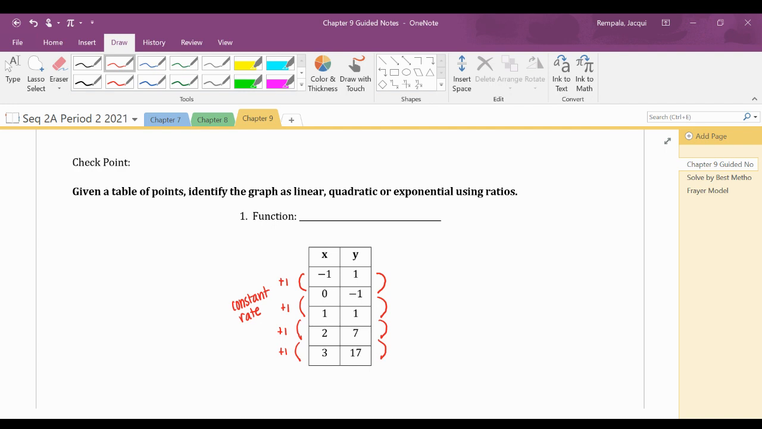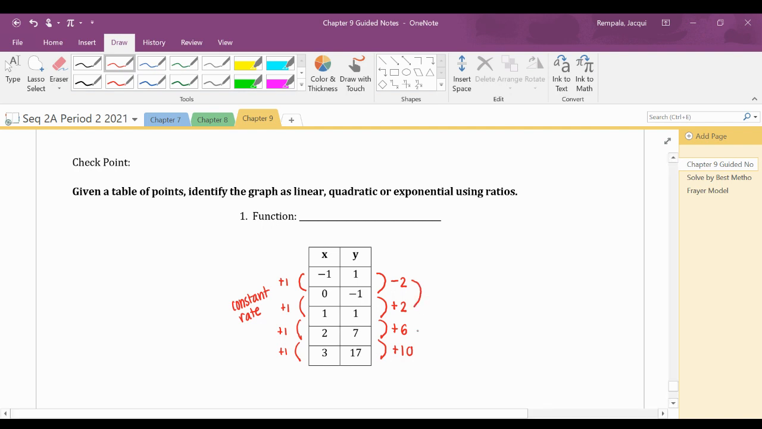So let's look to see if we can do any type of adding or subtracting. To go from a positive to a negative, we're going to have to subtract. So let's subtract 2. 1 minus 2 gets you negative 1. Now, to go from negative 1 to positive 1, we are going to have to add 2. To go from 1 to 7, we're going to have to add 6. To go from 7 to 17, we're going to have to add 10. So obviously none of these numbers are the same, which means it can't be linear because my first difference isn't at a constant rate.